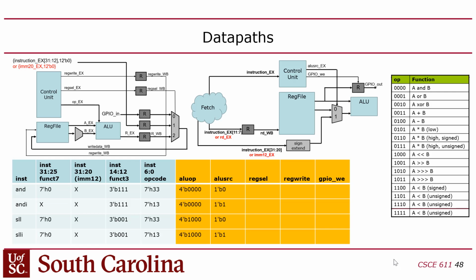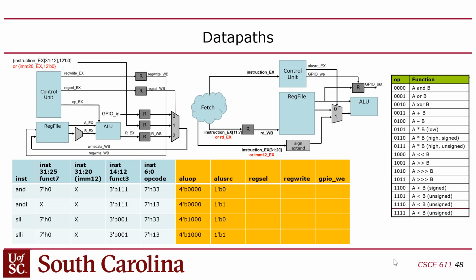This guy's got the I in it, so it's going to have an ALU source of 1, and then R-type and I-type here. By the way, this is different in RISC-V than MIPS. In MIPS, SLL would be an R-type, which this is too, and SLLI is an I-type. But there's no I-type shifts in MIPS. I guess that's what I meant to say, right? I-type shift instructions don't exist in MIPS.